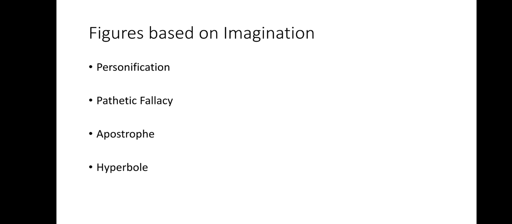Apart from this, we have apostrophe. Apostrophe is a kind of figure of speech where there is a sudden, short, impassioned address to a person, or to someone dead or absent. This is very interesting. Try to understand this. Often we utter some kind of impassioned address.